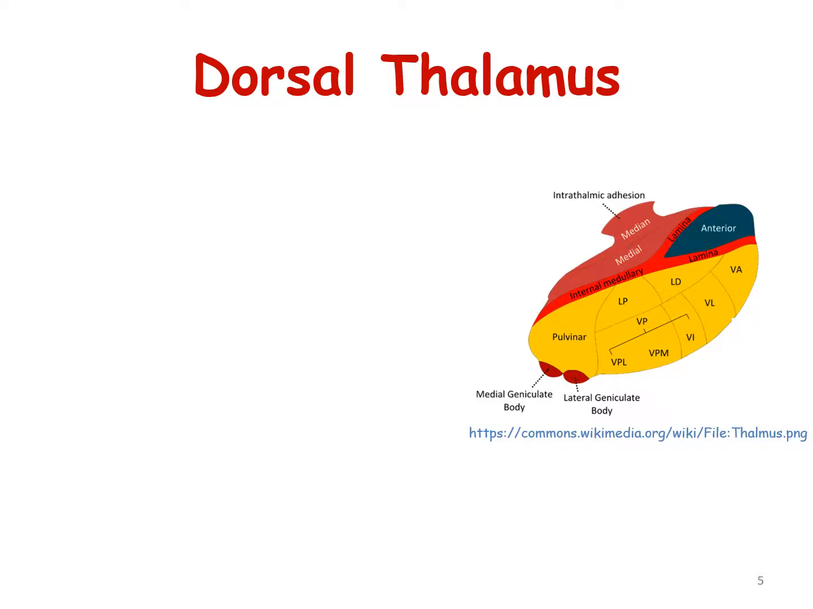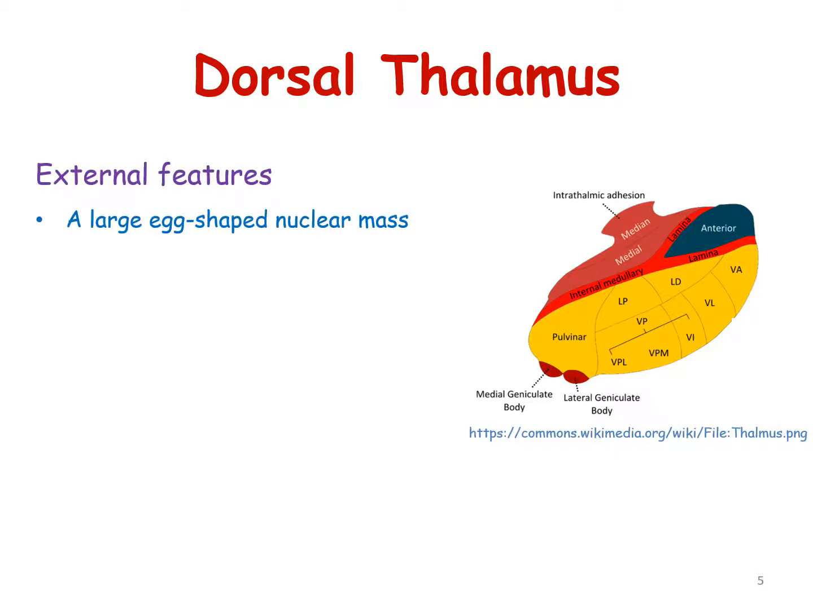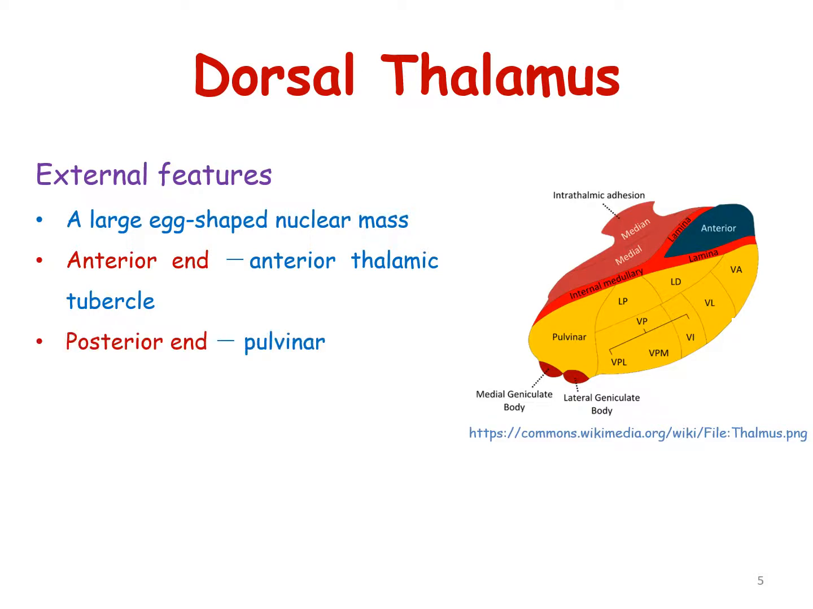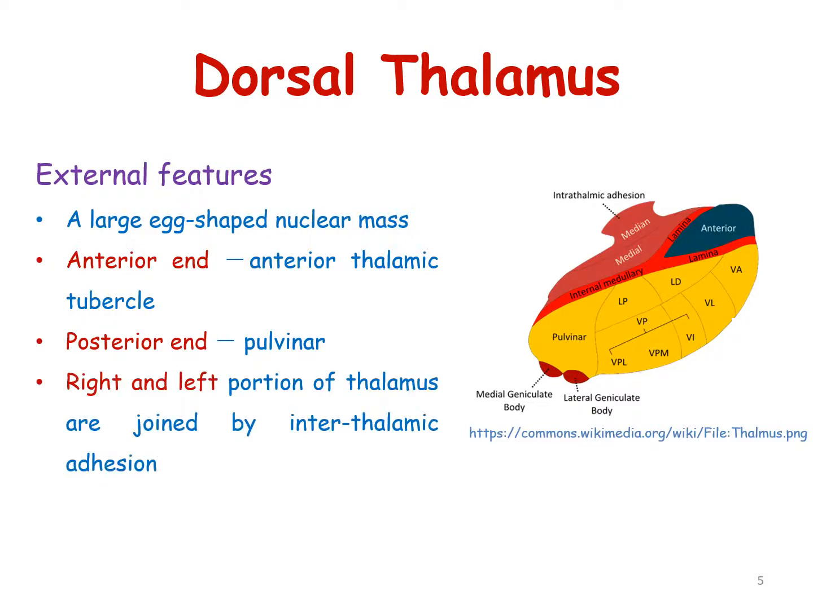The dorsal thalamus, derived from the Greek meaning inner chamber. External features. It is a large egg-shaped nuclear mass. At the anterior end is the anterior thalamic tubercle. Posterior end is the pulvinar. The right and left portions of the thalamus are joined by the interthalamic adhesion. The floor is formed by the hypothalamic sulcus.